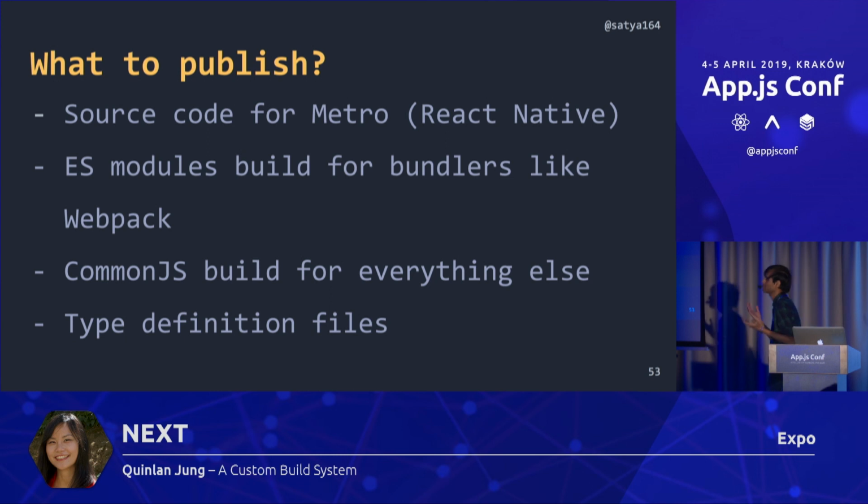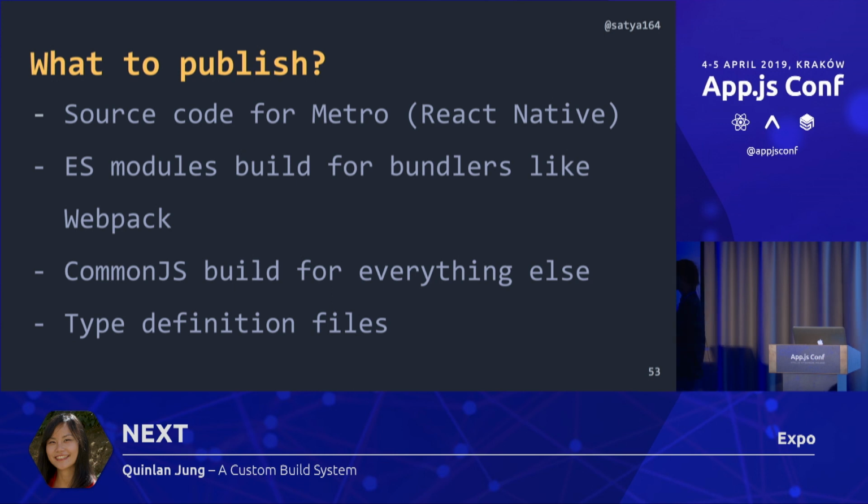First of all, what to publish? Like you have source code, and you have README files, you have tests, you have fixtures. You cannot publish all of them because the size of the library will be much bigger. So what I publish is the source code for Metro, because Metro bundler in React Native can handle source code.